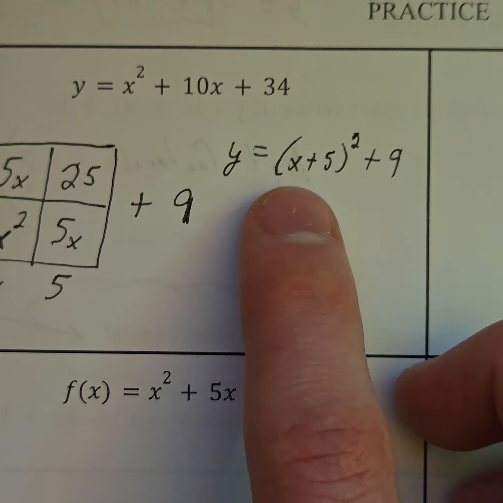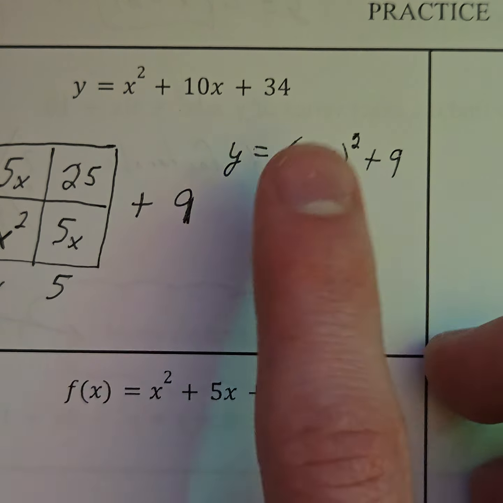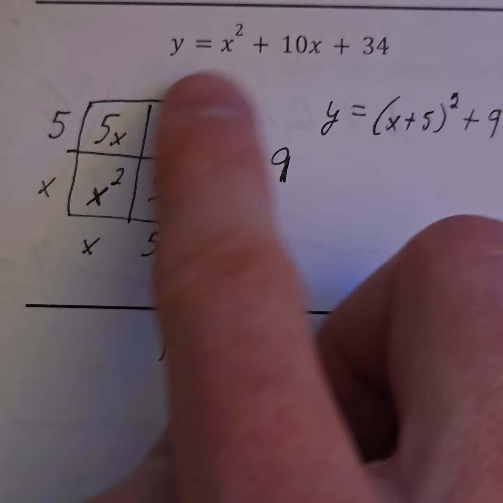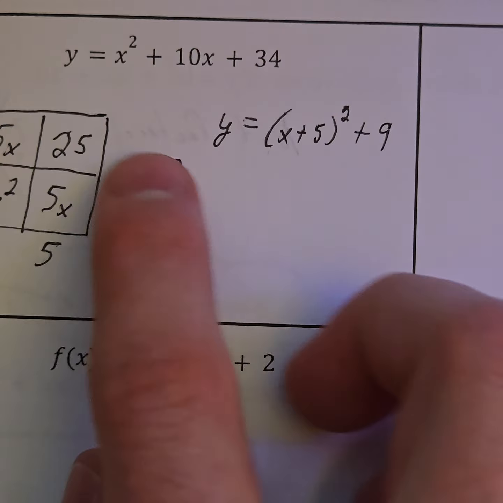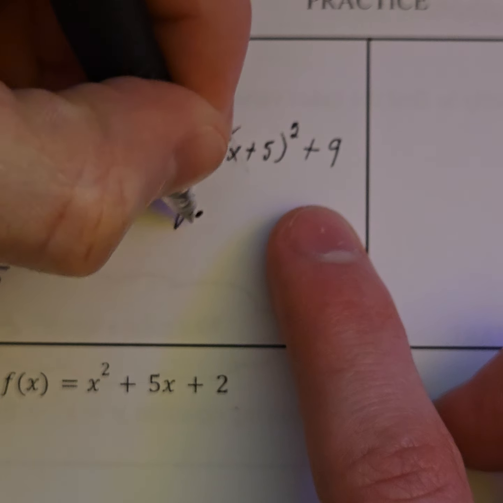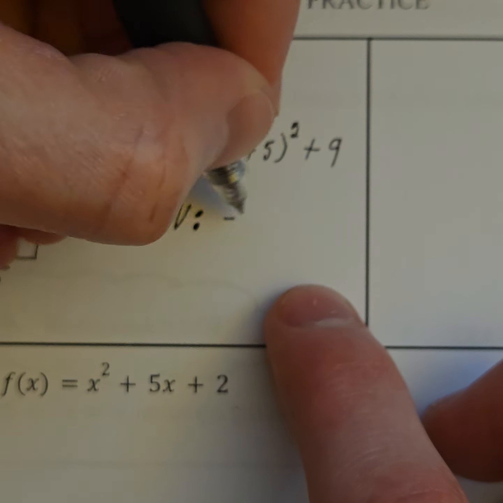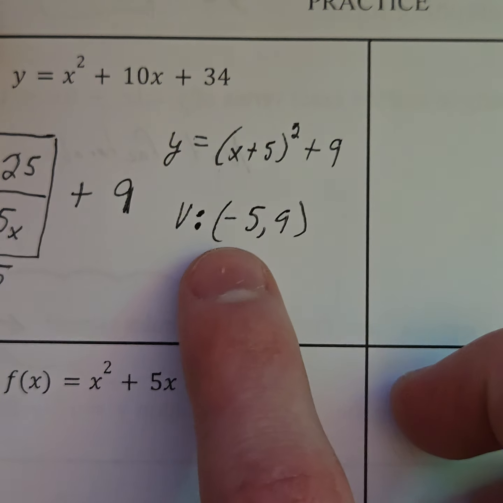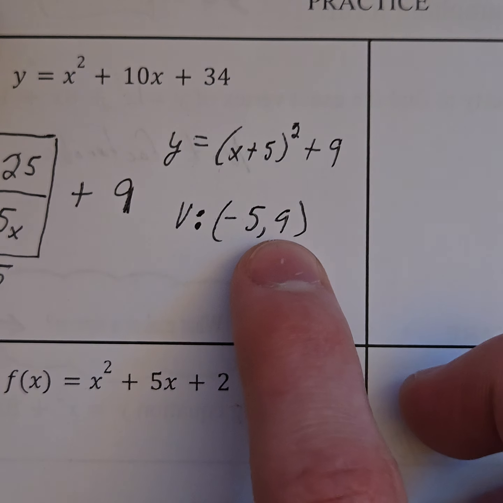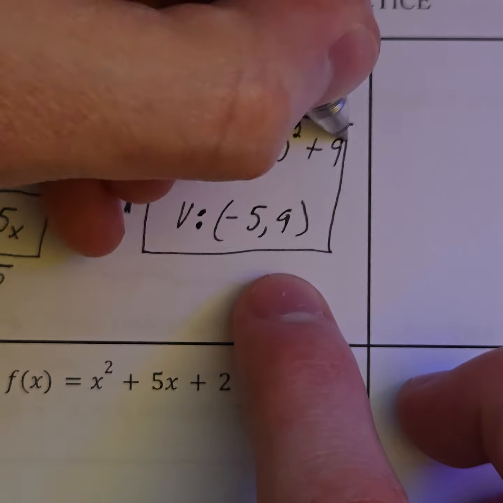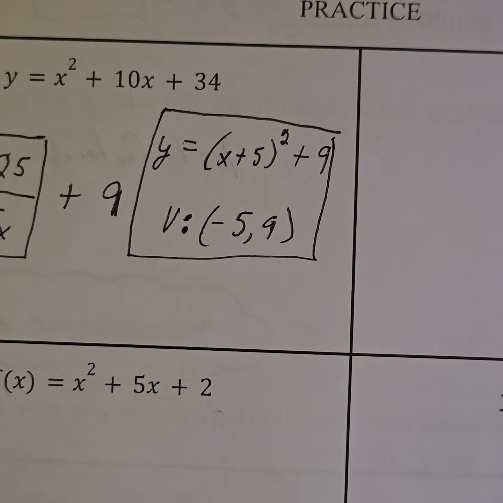So I've rewritten this as this. Again, if you guys wanted to check, you could multiply this out and you would end up getting this. It's just essentially doing this in the forwards motion now. You would get the same thing. And our vertex, I'm just going to write v for vertex, is -5 and 9. Opposite of x is -5. Keep the 9 for your y value. There's your vertex.